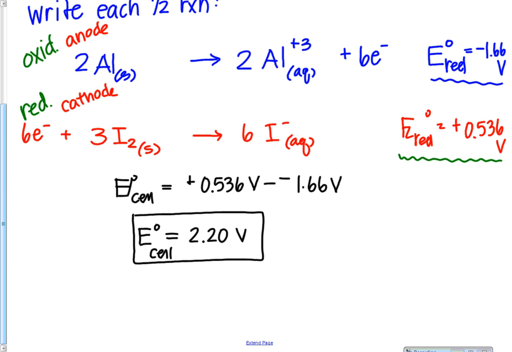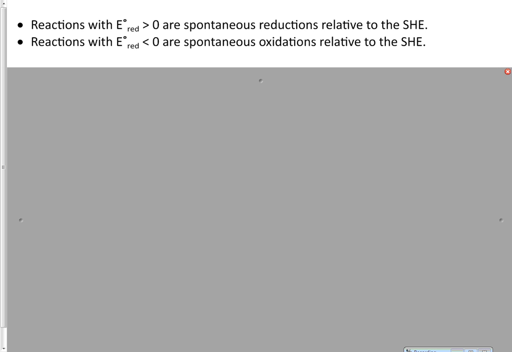Now, there was a lot in that problem that I said that you may or may not have caught, so hopefully this will summarize it for you. Reactions with a positive value for E are spontaneous reduction reactions. So they will happen as they are written. If the value for E is negative, they will happen spontaneously in the reverse way. So they are actually oxidized instead of reduced.